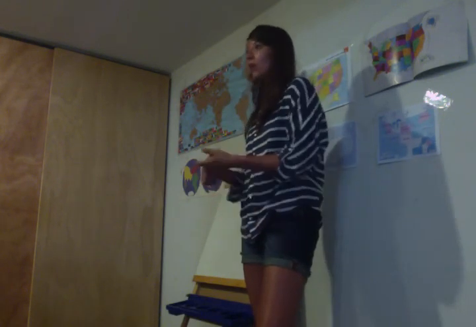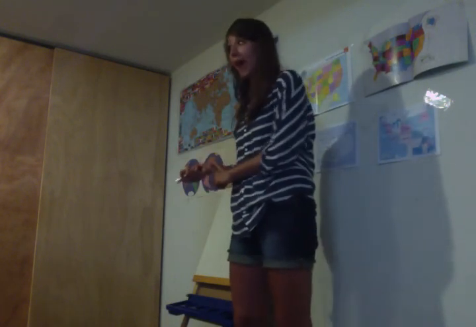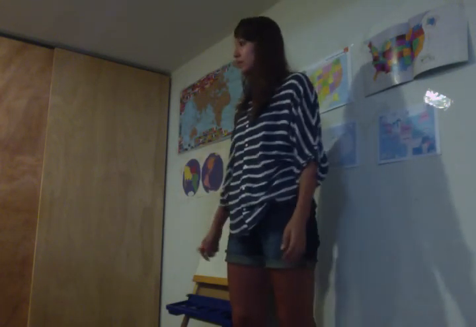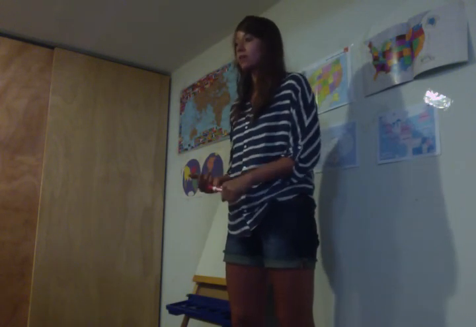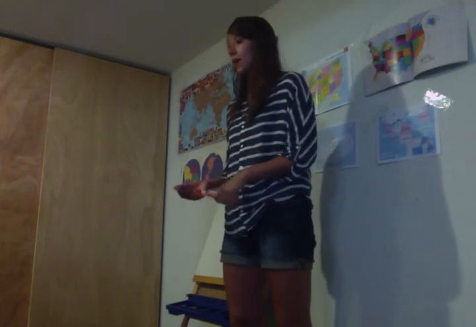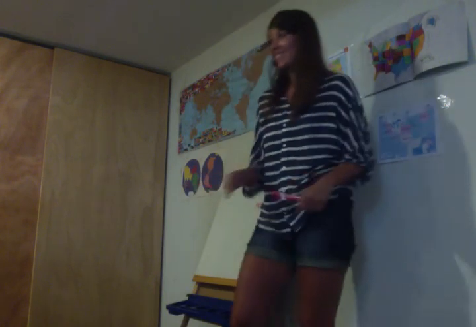So different states have a state flower. Usually they have a state flag, and they all have different things that represent the state. So you are also going to find different symbols for the state and find some interesting information about each state. Okay. So that is the end of our presentation.